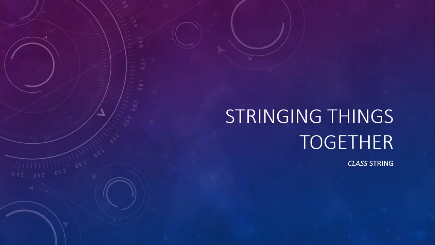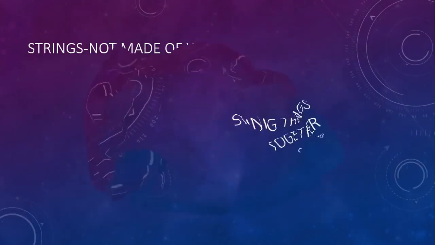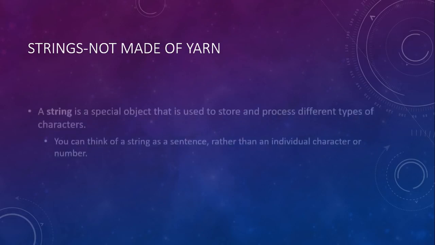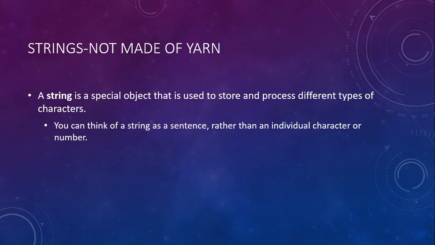And welcome, students. We're going to discuss stringing things together. Particularly, we're going to look at the string object and also the string class. So when we're talking about strings, we're not talking about things that are made out of yarn or other similar fabric. Rather, a string is a special object that is used to store and process different types of characters. For our purposes, you can think of a string as a sentence rather than an individual character or number. A quick example of a string would be something like "hello reader."